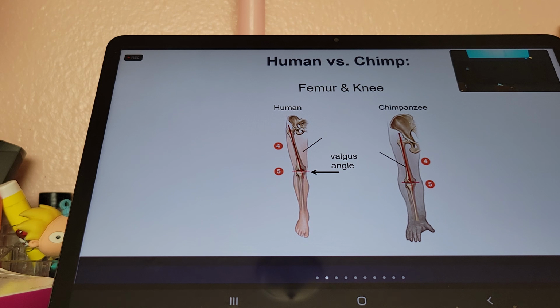Yes. Reducing pressure on the knee? I don't think so. It might, but I don't think so.